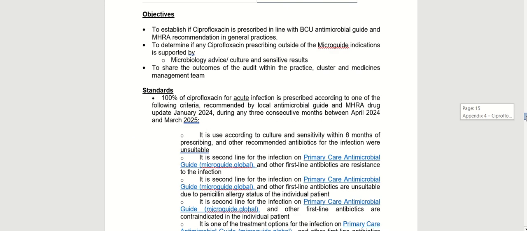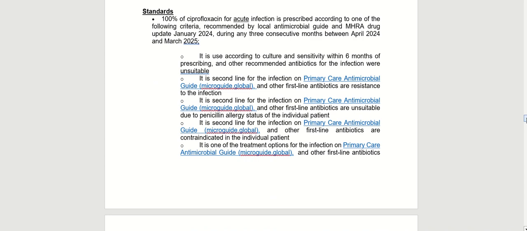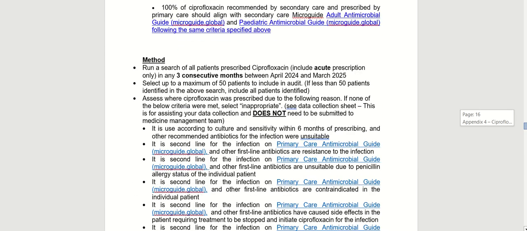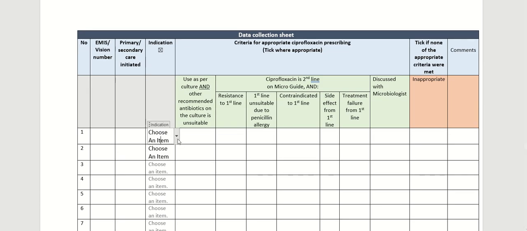My practice is quite low anyway, but again, for every Cipro prescription you're going to have to look to justify why, and actually the Cipro one is a little bit more meaty because we're going to have to fill this in, and you can drop down to say, was it for pyelonephritis, acute prostatitis or other, and I think you have to give a reason you gave it. You're going to have to say, was there a culture, and was it recommended, and if there were other antibiotics, you have to justify why you didn't use those, or why you discussed it with a microbiologist. Otherwise it'll be counted as inappropriate.